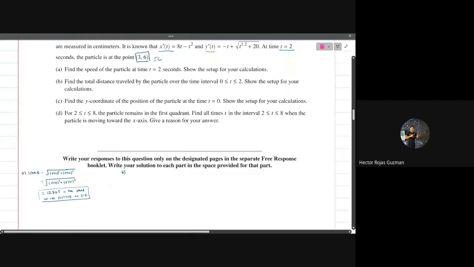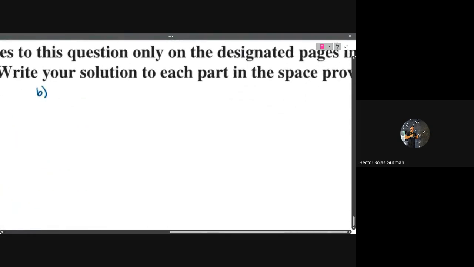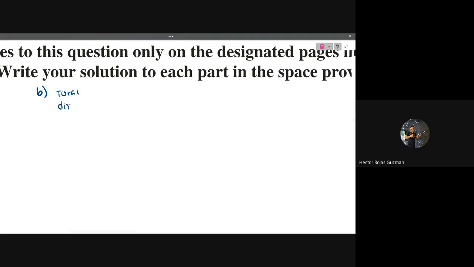Part B. Find the total distance traveled by the particle from 0 to 2. Okay, so total distance is actually very similar to speed. Total distance, that's going to be the integral from a to b. So in this case, from 0 to 2. And we're going to be integrating basically speed in a way. So the square root of x prime of t squared plus y prime of t squared. Oh, I forgot a parenthesis. dt. Again, carefully plug it into your calculator, and you should be getting 15.902.